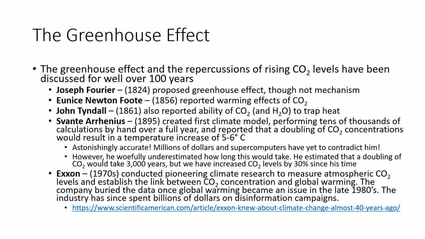So in 1824, Joseph Fourier was the first one to propose a greenhouse effect, but he didn't have a mechanism. Basically, what he did was he was interested in other planets and calculated the temperature of other planets and calculated the temperature of what Earth should be given its proximity to the sun and how much solar energy we get.